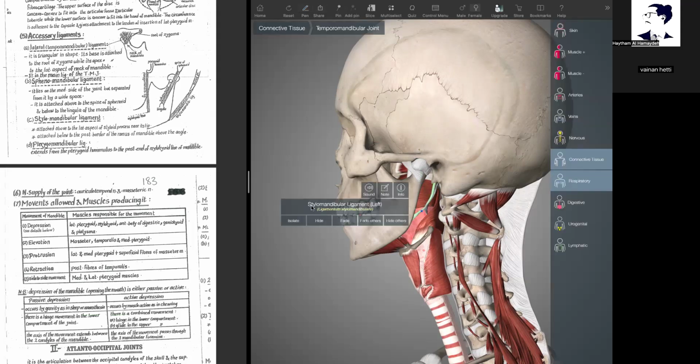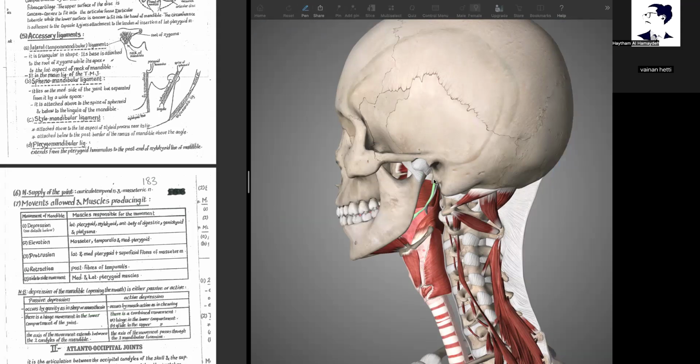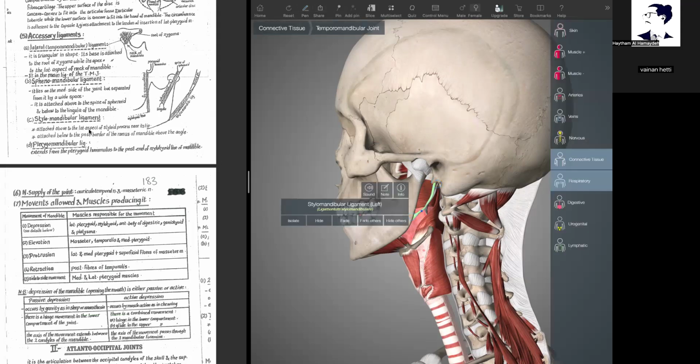Next one, stylomandibular ligament. Between styloid process and angle of mandible. You can see also here. Lateral aspect of styloid process to ramus of mandible, the angle, above the angle. So, styloid process to angle of mandible. Stylomandibular ligament. Okay?